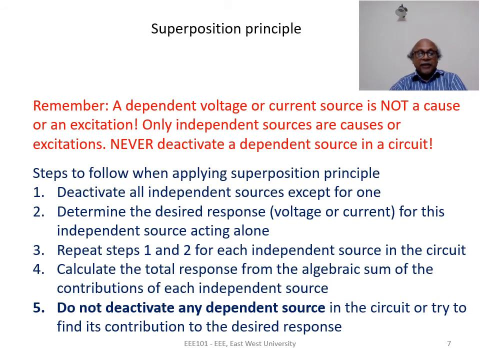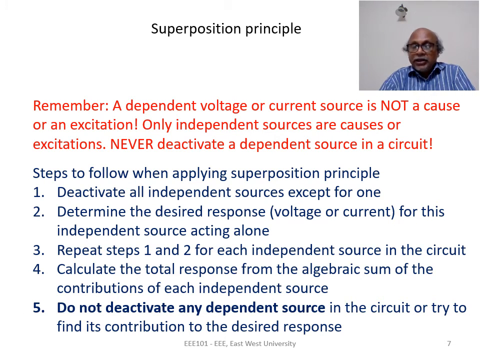We can now summarize the steps that we will follow when applying the superposition principle to a circuit. First, we consider applying the superposition principle to only those circuits which have multiple independent sources. In step 1, we will consider only one independent source active and deactivate all other sources. Then we will determine the desired response, which can be a voltage or a current, for this independent source acting alone. We will repeat these two steps for each independent source in the circuit in turn.